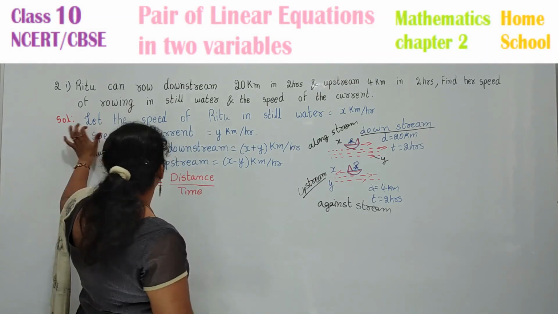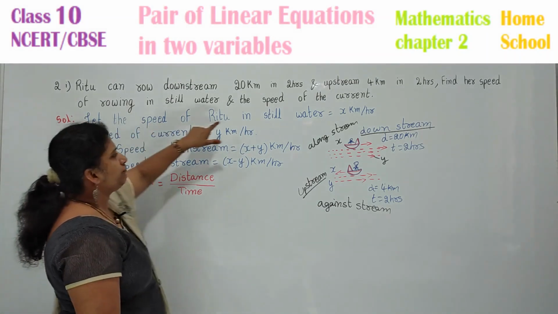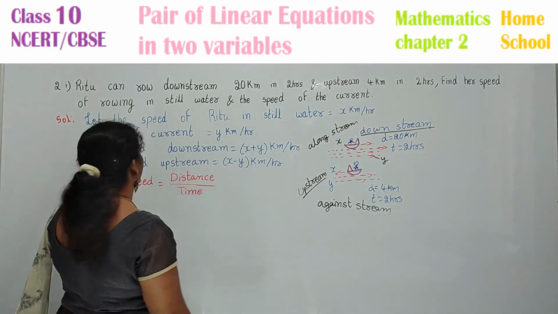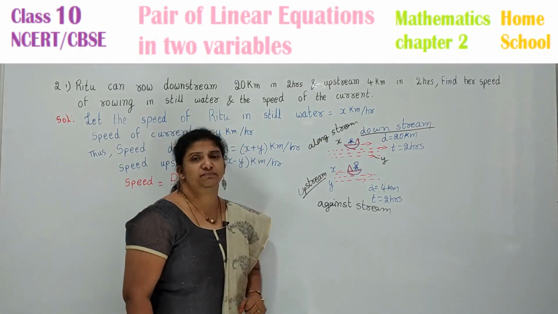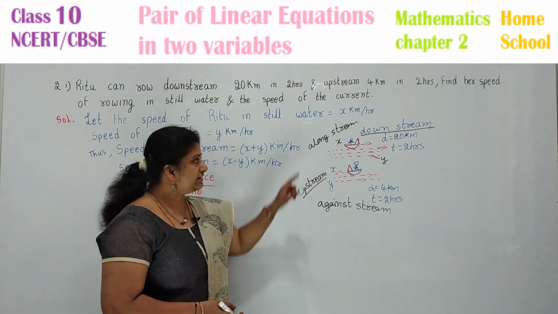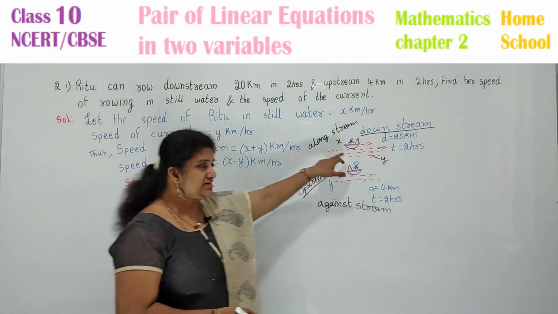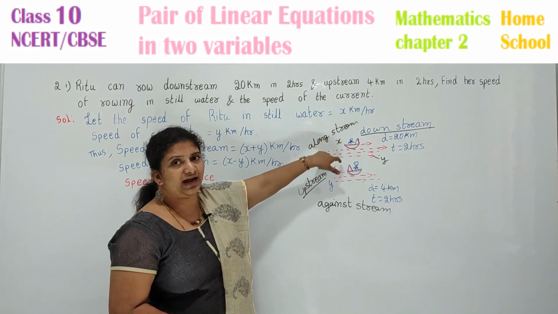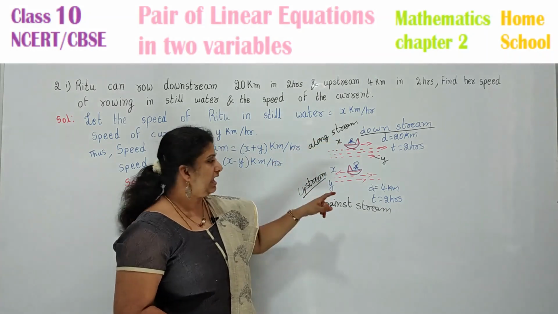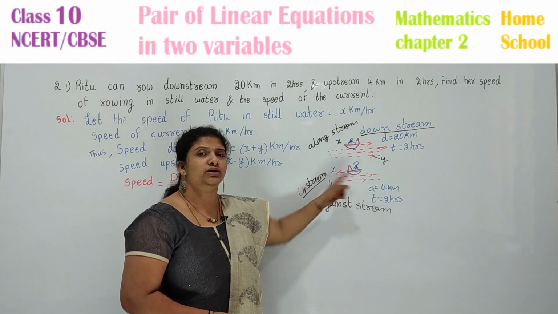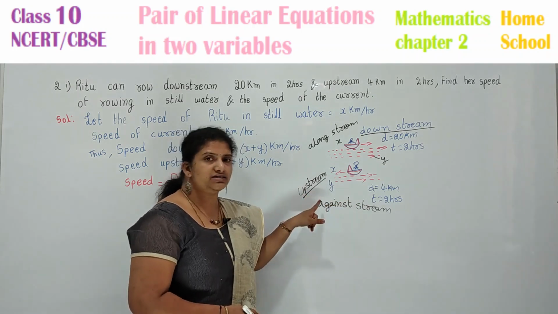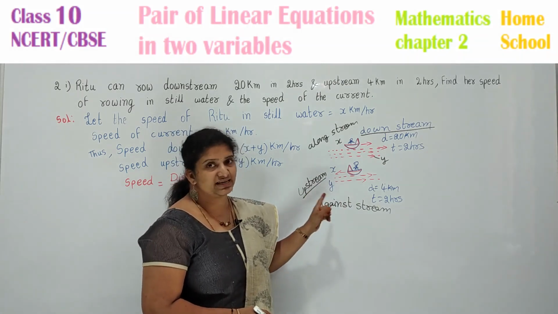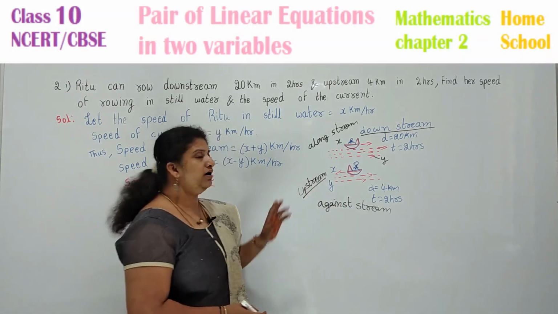Right? So once again look here. Let the speed of Ritu in still water be x kilometers per hour and the speed of current be y kilometers per hour. Understood this concept, children? Once again, if water and boat are in the same direction, you add the speeds, x plus y. And if stream and boat are in opposite directions, it is called upstream, where you write the speeds with the difference, that is x minus y kilometers per hour.